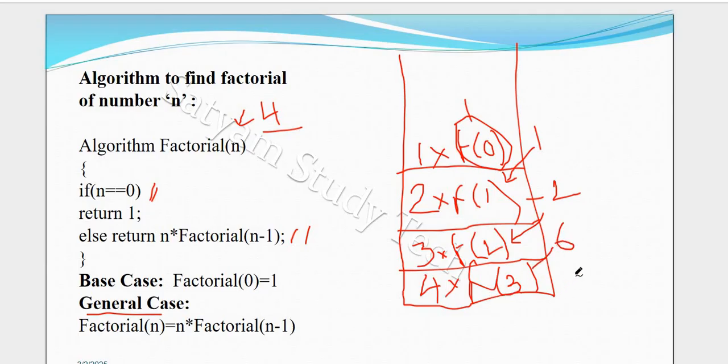Now 6 into 4, that is 24. You know the 4 factorial. The 4 factorial value is 24. So this is the example how we can execute this factorial recursive function.